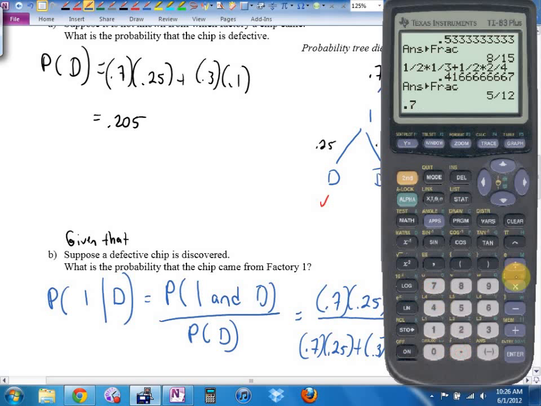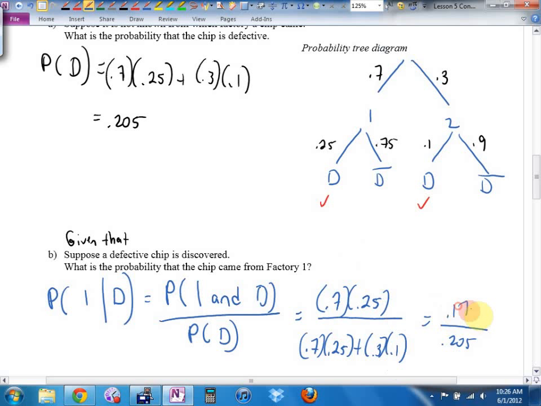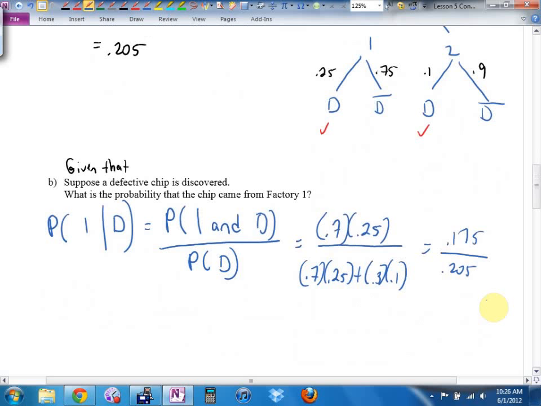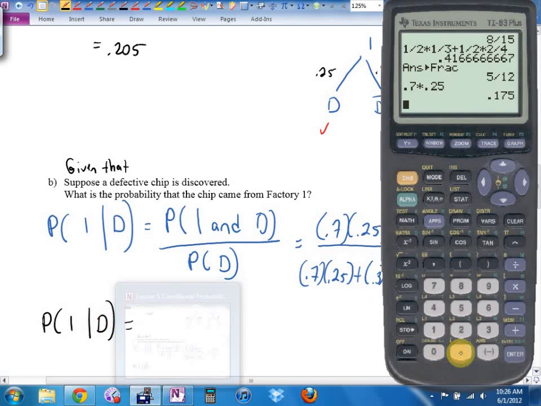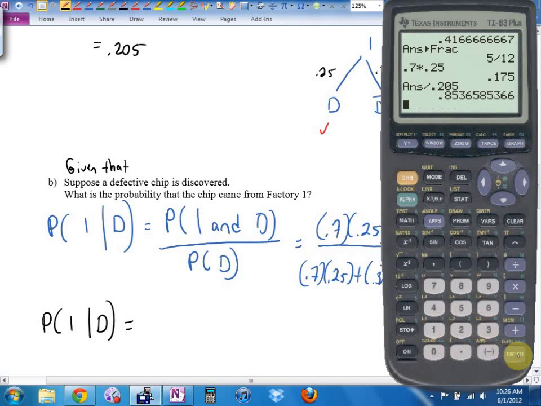0.7 times 0.25, 0.175. Final answer, if I know that the chip is defective, what are the odds that it came from factory 1? That divided by 0.205. Do you get 0.8537?